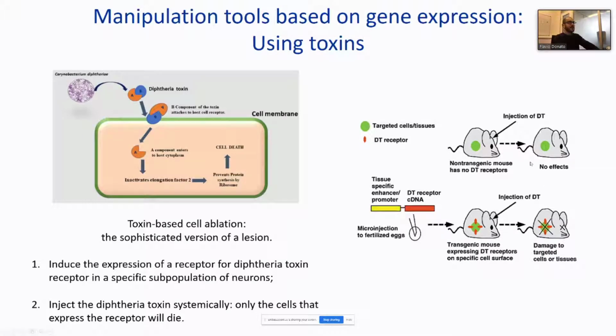You need to basically have a cDNA or a construct that induces the cells of interest to express the receptor for the toxin. If you inject the toxin into a wild-type animal, you have no effect. If you inject the toxin in an animal in which a population of neurons express the receptor for the toxin, then you kill that population of neurons. But there have been two different types of manipulation, always based on exogenous gene expression, which have become really fundamental for trying to understand how some population of neurons support behavior.